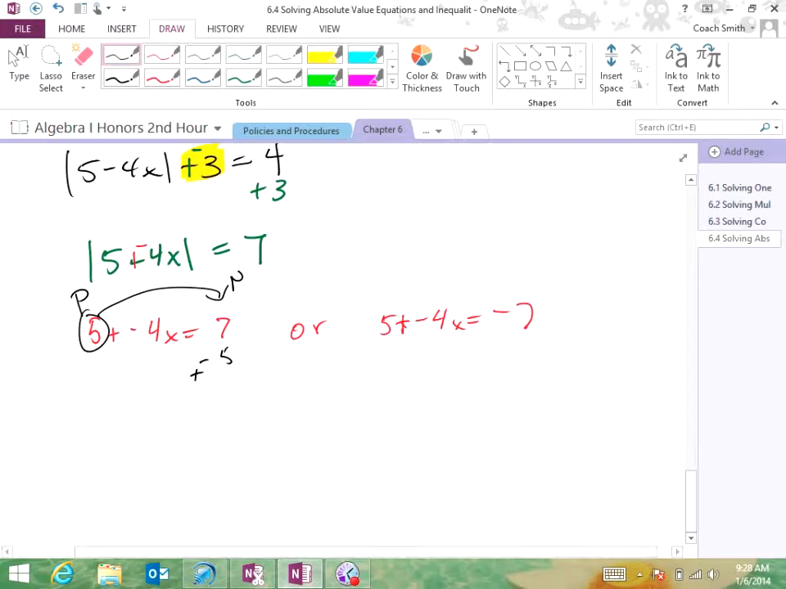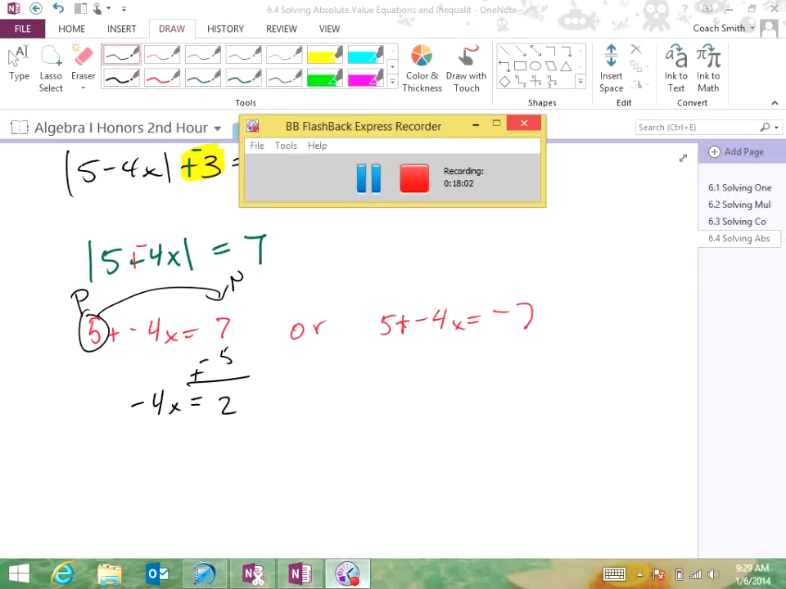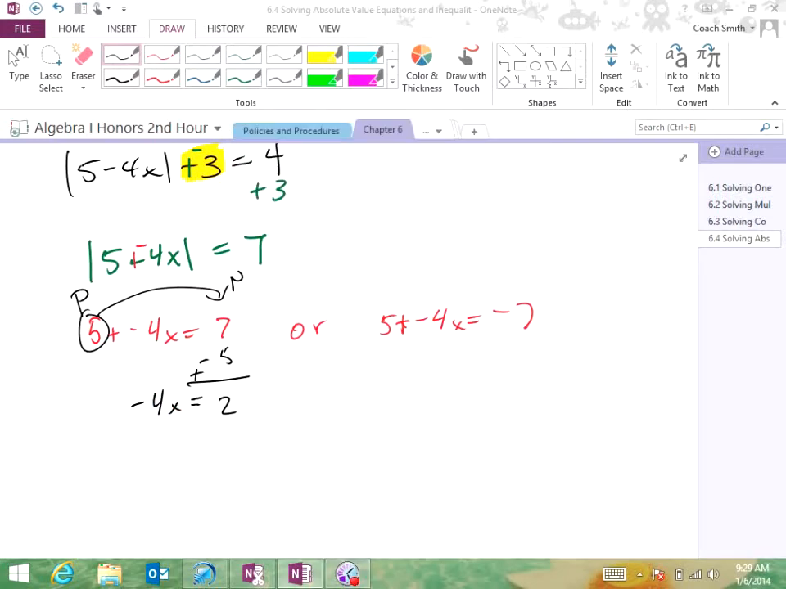7 plus negative 5 would be what? What would that be? 2. So that's negative 4x equals 2. Okay, negative 4x equals 2 means I have to divide by negative 4 on both sides. That cancels. x equals 2 over 4, which reduces to negative 1/2. So that's your first answer.